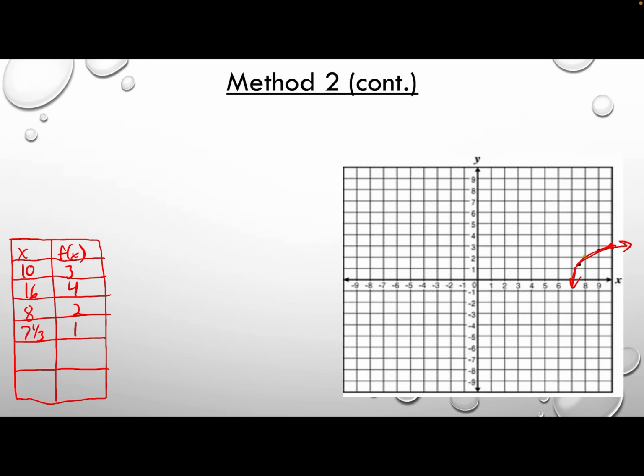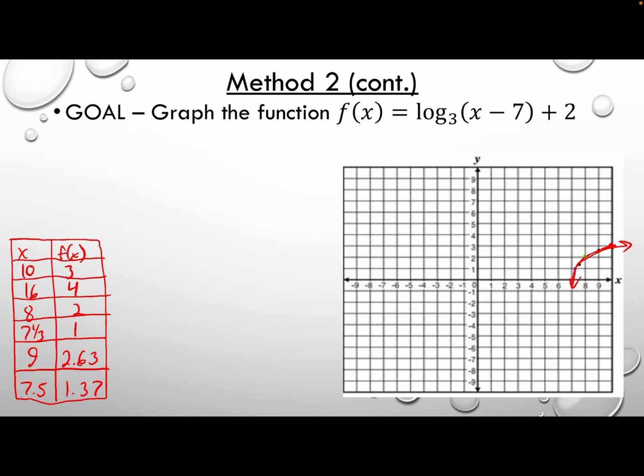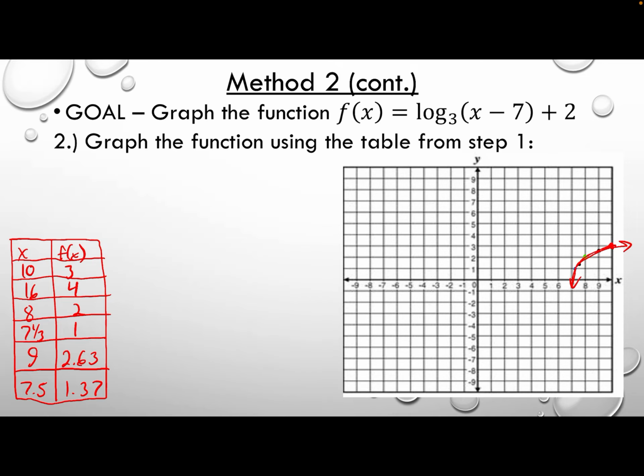9, 2.63. And then what was it? 7.5, 1.37. So there you go. We have our graph. We just plotted the points, and that's it. Nothing really special there outside of just the values that we ended up having to pick.